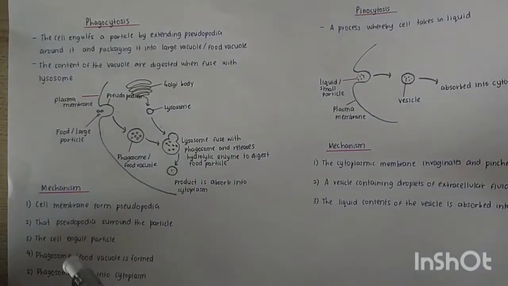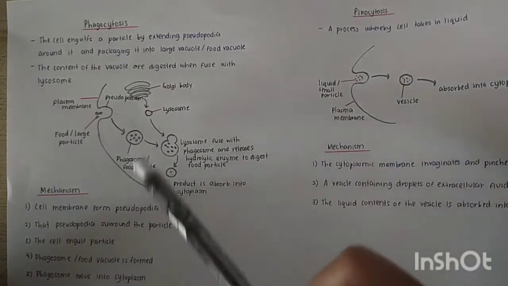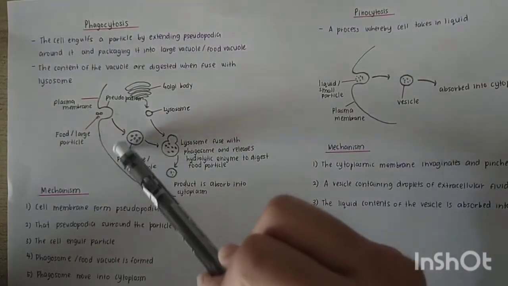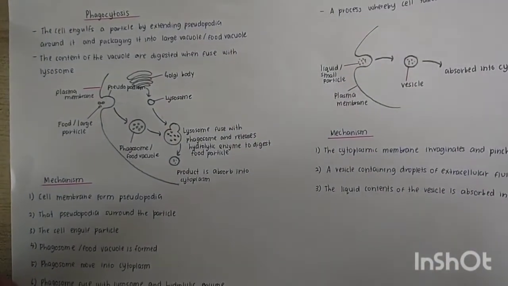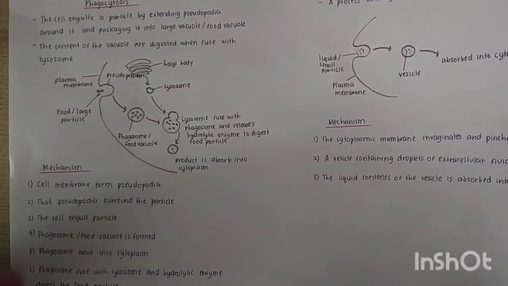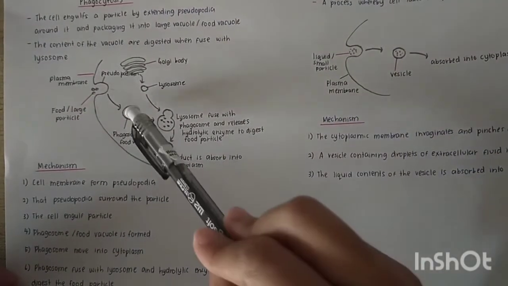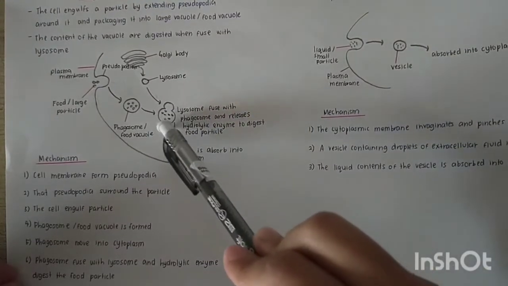Engulf ni dia macam makan. So dia akan engulf the particle. So the phagosome or food vacuole is formed. So this is the phagosome or the food vacuole. Inside of the phagosome, it has the solid particle or the large particle. And then what happened to the phagosome after that? The phagosome will move into the cytoplasm. And then it will fuse with the lysosome.